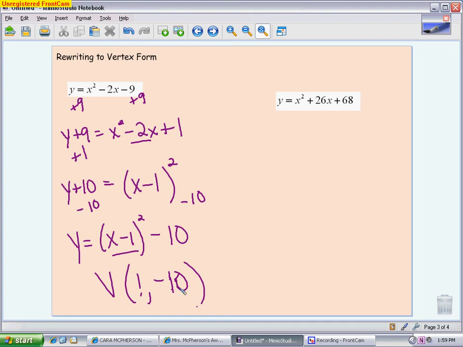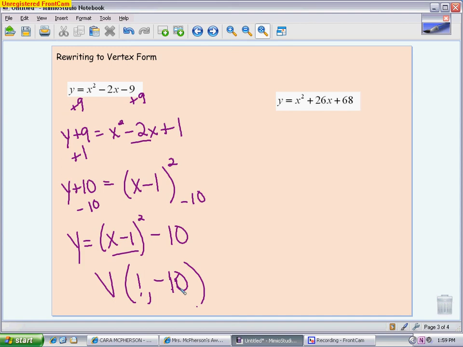So my vertex would be 1, negative 10. Now there's a great way using your calculator to check and see if you did this right. Graph the original parabola, x squared minus 2x minus 9. Graph the vertex form, x minus 1 squared minus 10. They should be the exact same parabola. All you did was write it in two different forms.